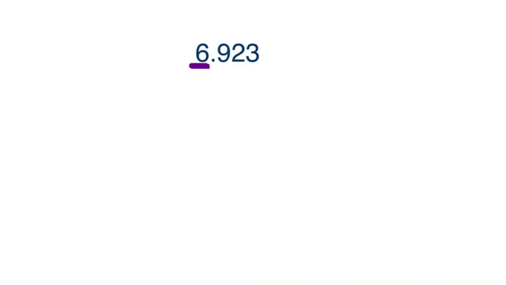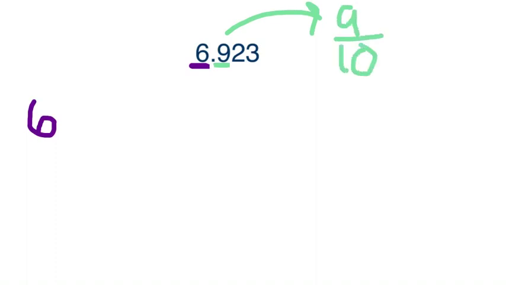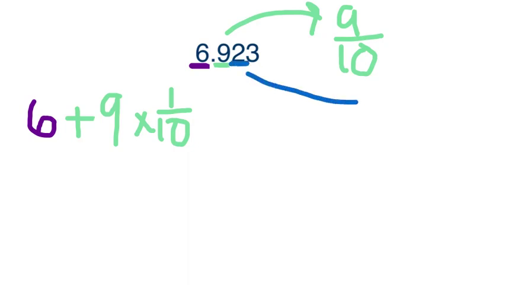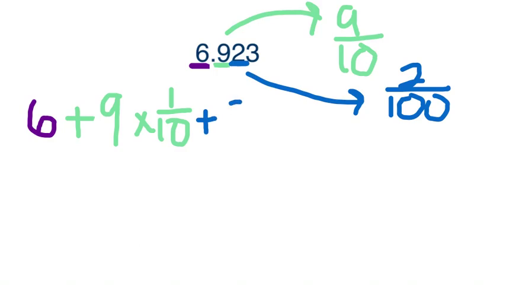I'm going to start with my 6, which is just a 6. Then I'm going to move to this 9, and I can think to myself, well, it's in the tenths spot, so it's 9/10. So when I write it in expanded form, I say plus 9 times 1/10. When I look at my 2, I know that's in my hundredths spot, so it's like saying 2/100. So when I write that in expanded form, I do plus 2 times 1/100.